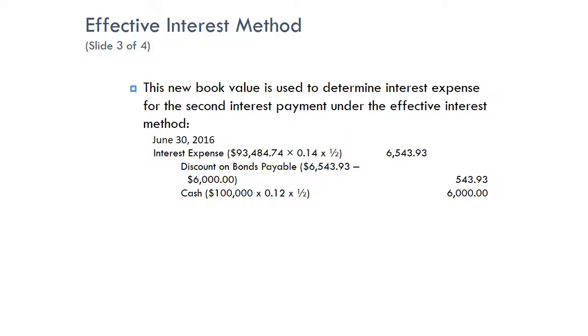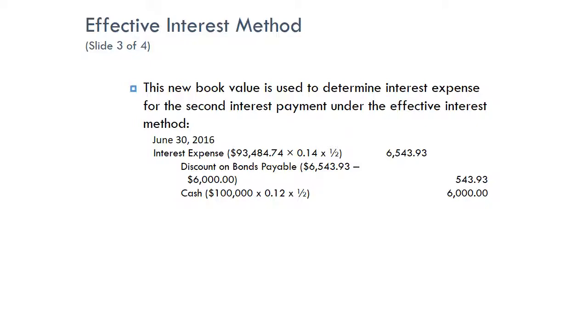The new book value at the end of June 30th will then be used to compute next interest period's interest expense. So you would take the $93,484.74 times the effective interest rate at the time of the sale, 14% times 1/2. Now you'll debit interest expense for $6,543.93. Still credit cash $6,000.